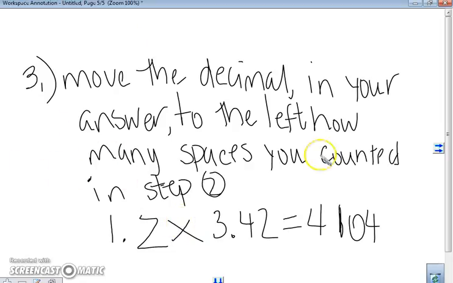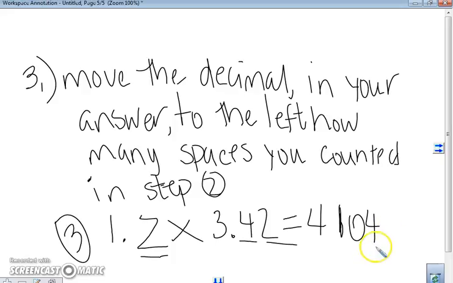Okay, so when we look here at step number 3, the idea is we're going to move the decimal in my answer to the left however many spaces we counted in step number 2. So in step number 2, we said that we had 1.2 times 3.42. We said there were 1, 2, 3 numbers to the right of the decimal, so we circled that number, okay? The answer that I received from step number 1, when I did 12 times 342, was 4,104.